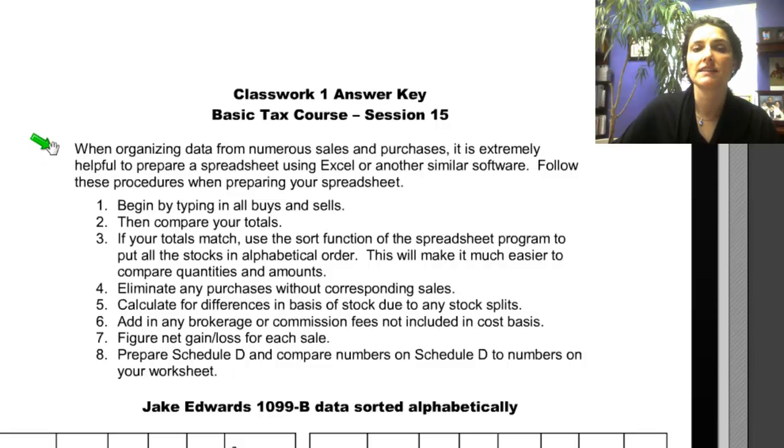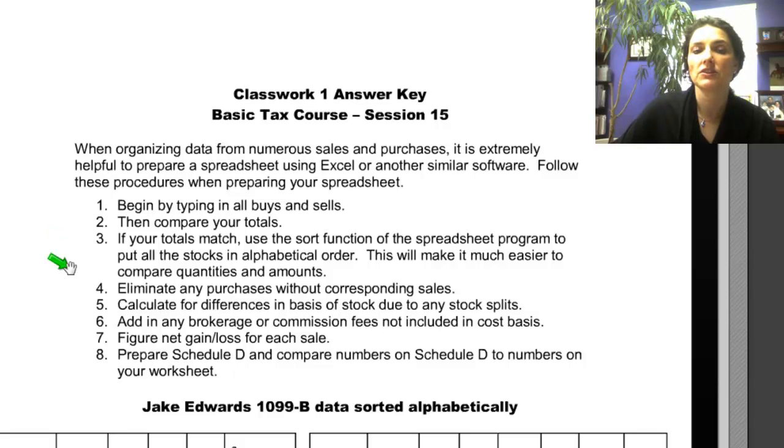Well, when organizing data from numerous sales and purchases, it is extremely helpful to prepare a spreadsheet using Excel or some other similar software. Follow these procedures when preparing your spreadsheet. Begin by typing in all the buys and sells, and then compare your totals. If your totals match, use the sort function of the spreadsheet program to put all the stocks in alphabetical order. This will make it much easier to compare quantities and amounts.